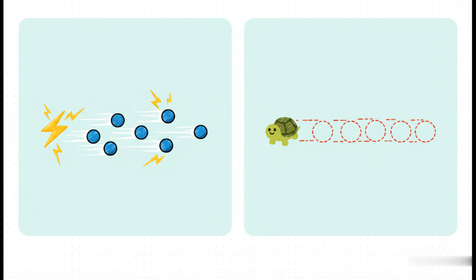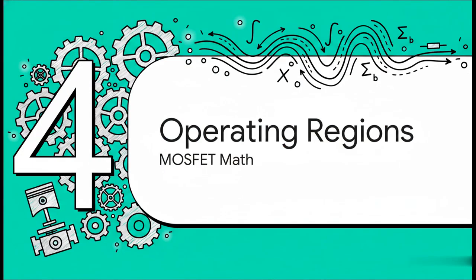PMOS operates in the exact opposite way, relying on the absence of electrons, what physicists surprisingly just call holes, to form the channel. And here's a cool fact. Because electrons are lighter and move much faster than these holes, NMOS devices inherently offer much faster switching speeds than their PMOS counterparts. Which brings us to Section 4, Operating Regions and Equations.